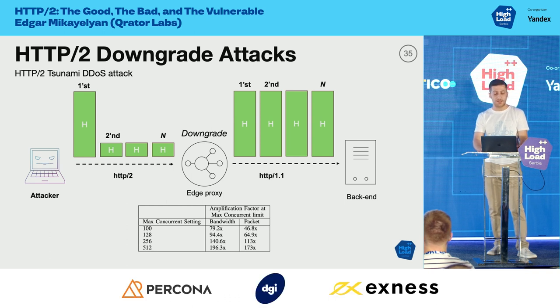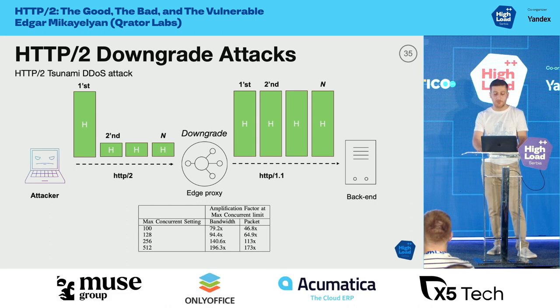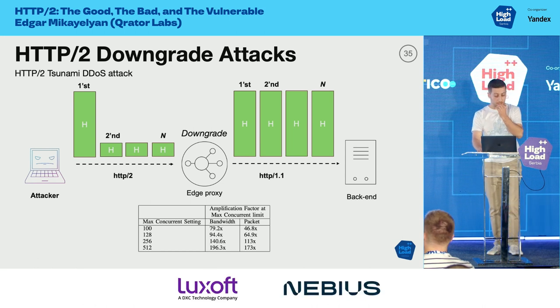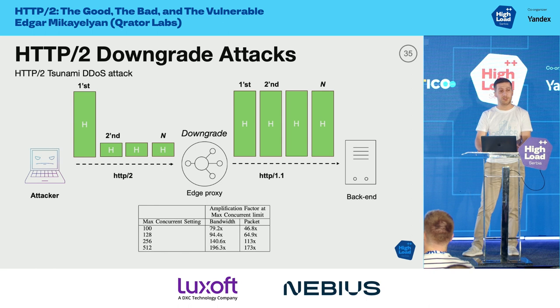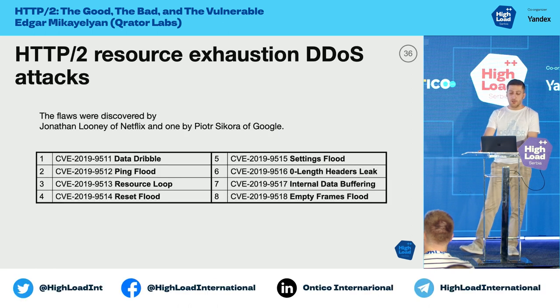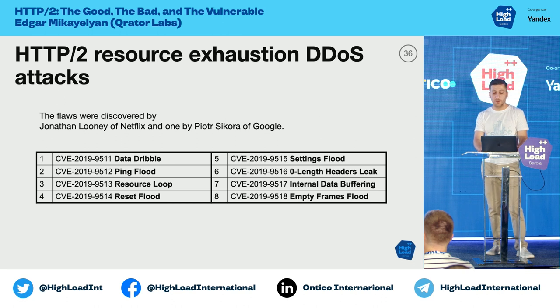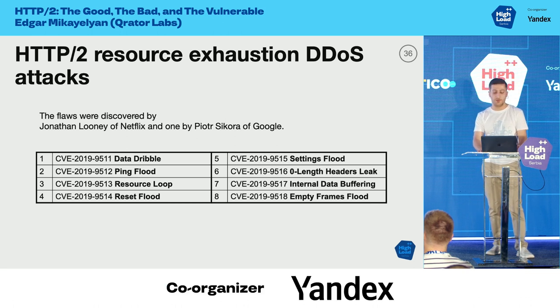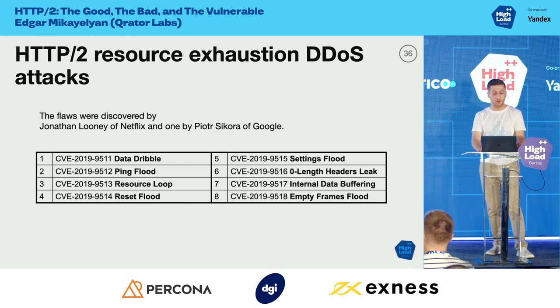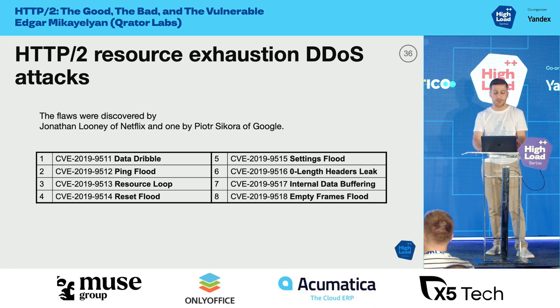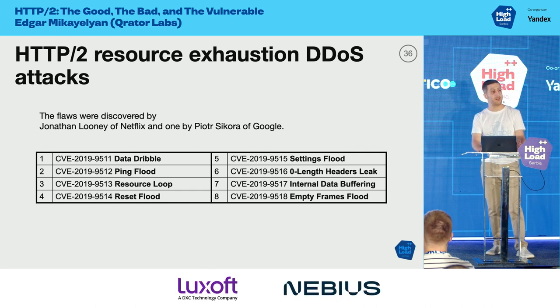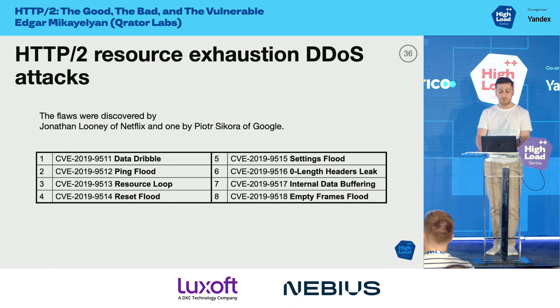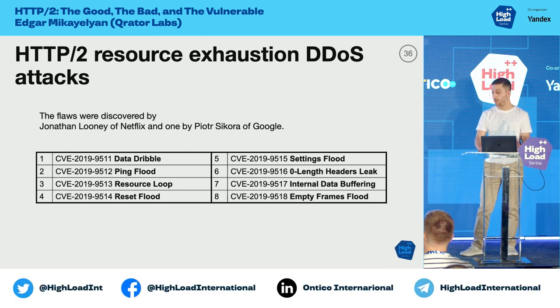To protect against such vectors, it's better to use cloud-based DDoS protection services, which have a special distributed filtration network and use a complex algorithm for detection and filtration. Jonathan Looney and Piotr Sikora found as many as 8 DDoS options over HTTP2 3 years ago and published bulletins. Netflix says that all the attack vectors are variations of the same theme, where a client triggers a response from a vulnerable server and then refuses to read it. You can read more about each in the corresponding CVE.